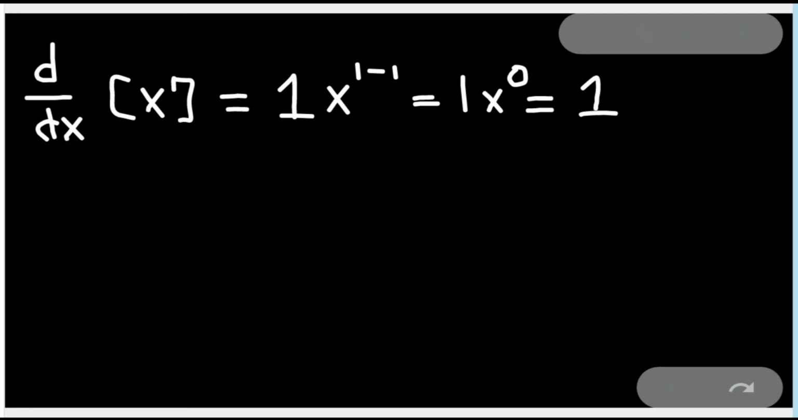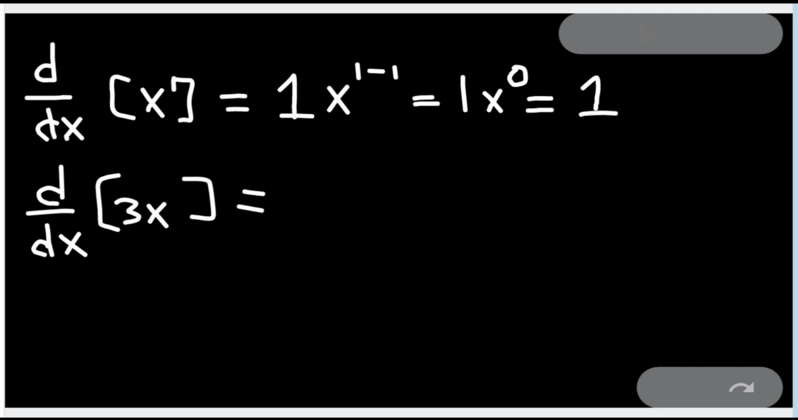So let's try. Let's say we have this, the derivative of 3x. We all know that the derivative of x is 1. Therefore, we have now this. 3 times 1 is equal to 3. So the derivative of 3x is 3.